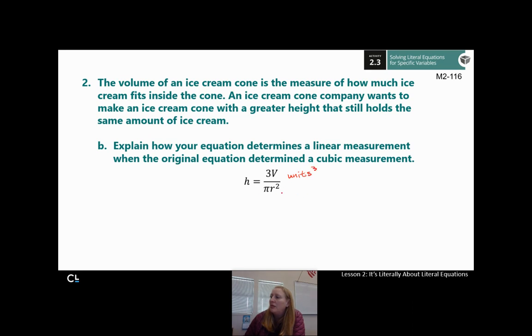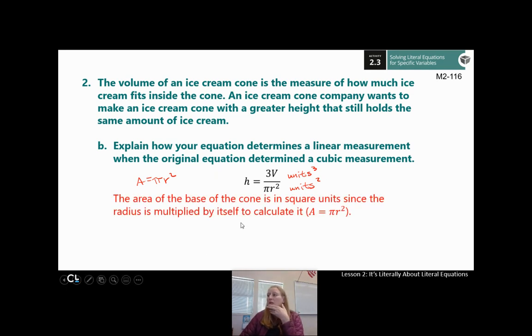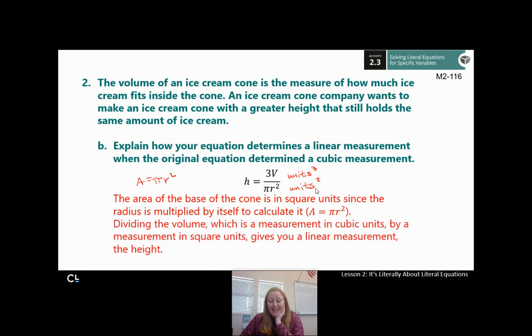But check out the bottom. Isn't this the area of a circle? Pi r squared, right? Area of a circle equals pi r squared. And area is measured in units squared. So the area of the base of the cone is in square units, since the radius is multiplied by itself, units times units. But if I do units cubed divided by units squared, I get plain old units. Gives me a linear measurement, which gives me the height.